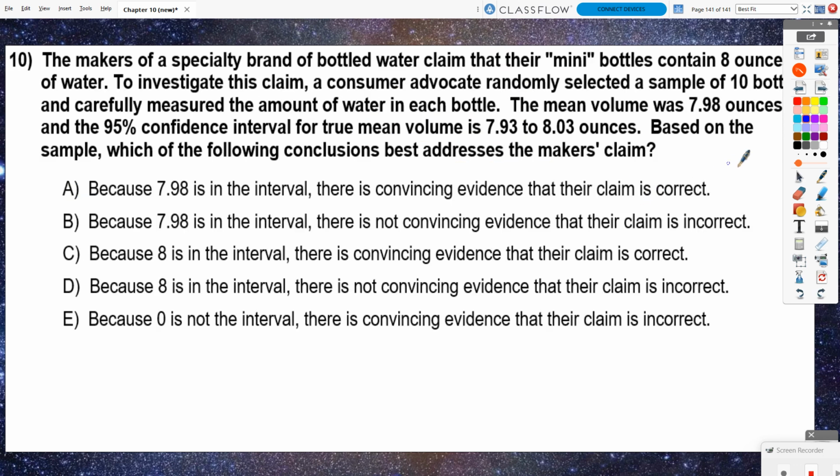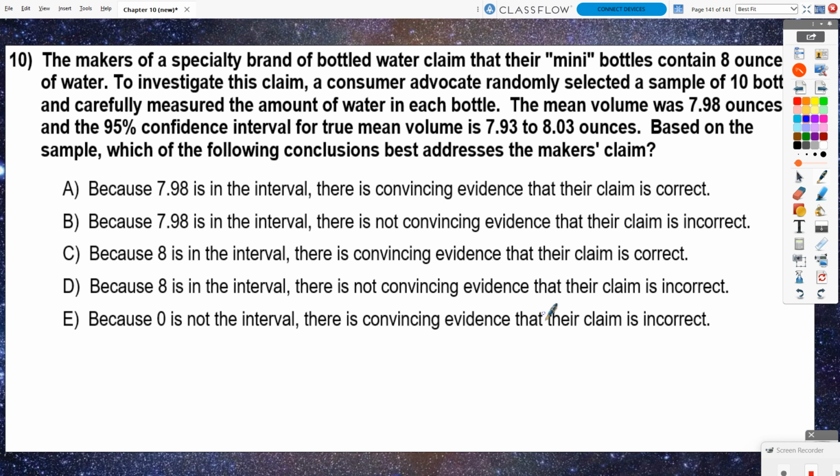All right, and the last one. The makers of a specialty brand of bottled water claim that their mini bottles contain 8 ounces of water. To investigate this claim, a consumer advocate randomly selected a sample of 10 bottles and carefully measured the amount of water in each bottle. The mean volume was 7.98 ounces, and the 95% confidence interval for the true mean volume is 7.93 to 8.03 ounces. Based on the sample, which of the following conclusions best addresses the maker's claim?